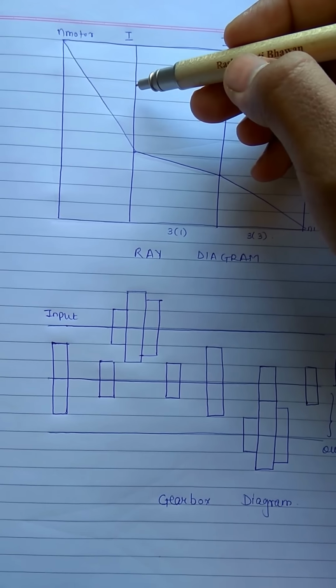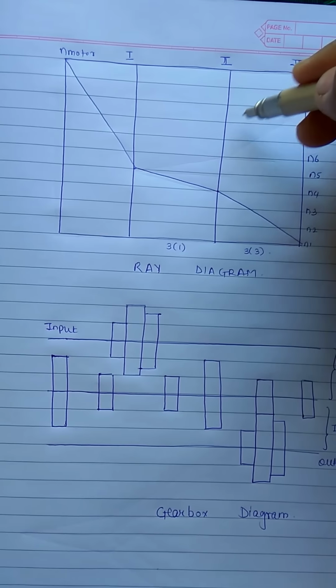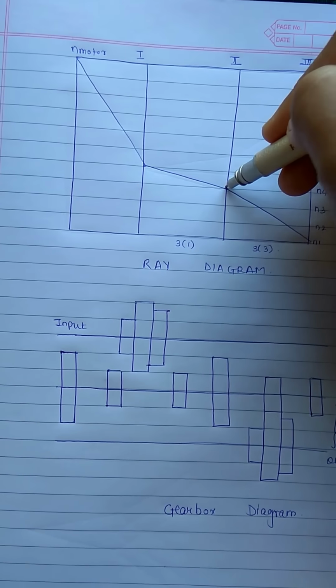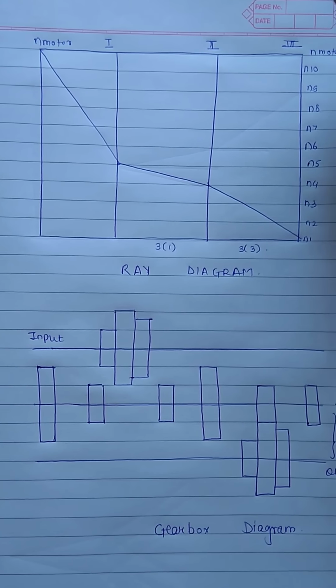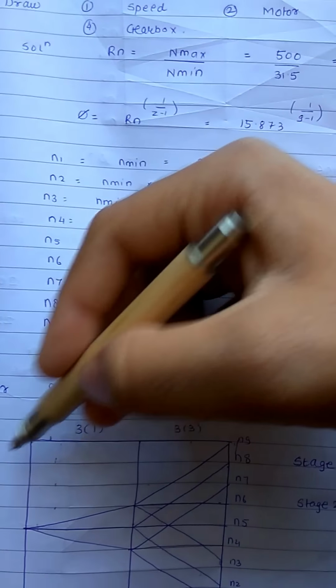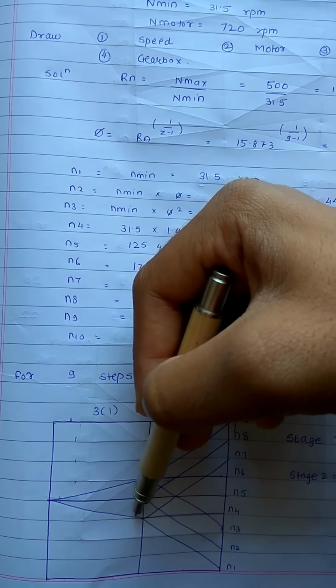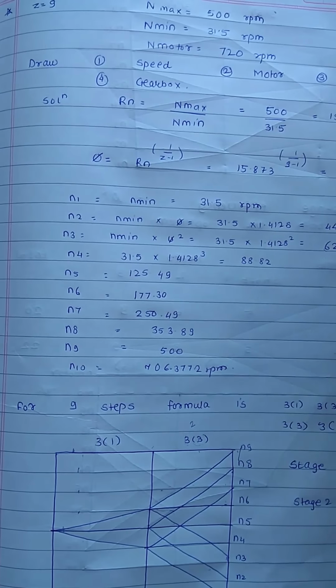Ray diagram is a mere representation of speed diagram, subtracting all the inclined lines. So from motor we will come to 5, from 5 will come to 6 and then to the final one. I'll give you an idea from the first diagram. So we connect this to the input. So 1, 5, 6 and 10. This is how you draw the ray diagram.